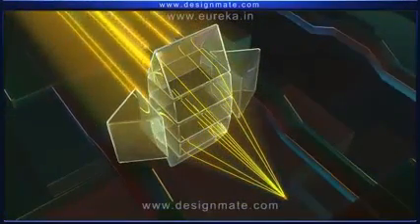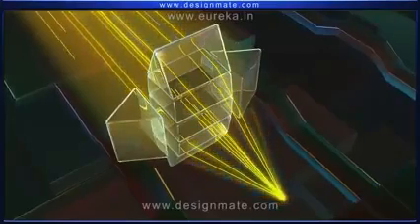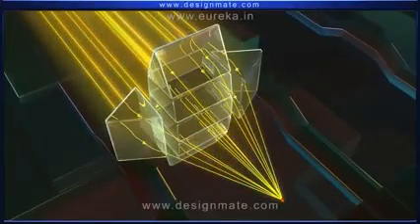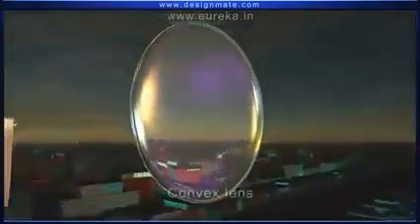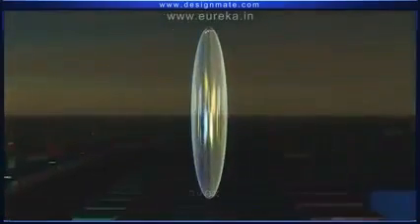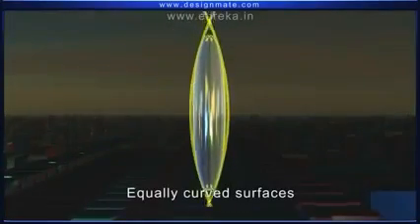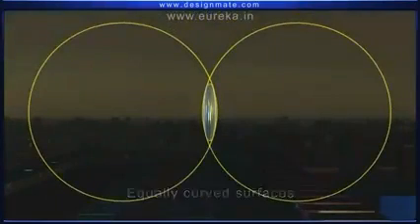Now, if we arrange two more prisms at the side of this arrangement, then the incident rays emerging from them also converge at the same point. A single piece of glass formed in this fashion is called a convex lens. We can consider these equally curved surfaces of the lens to be small parts of spheres.